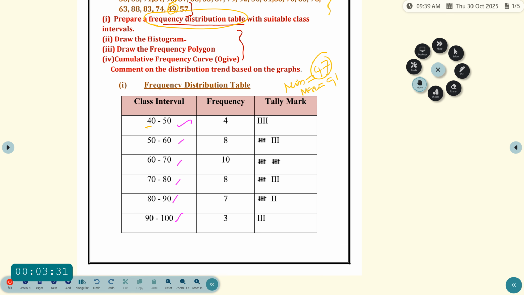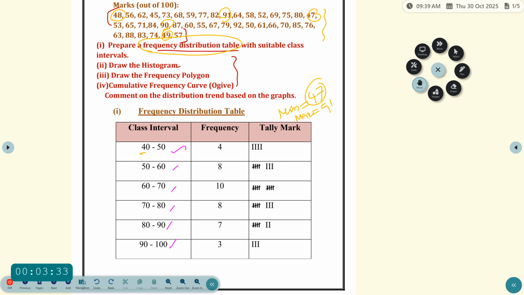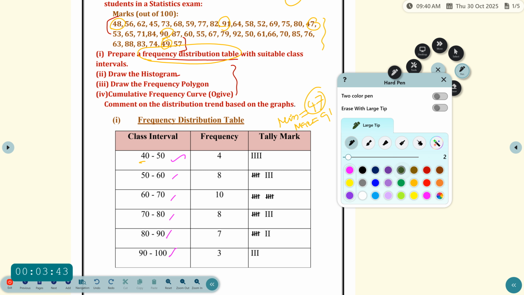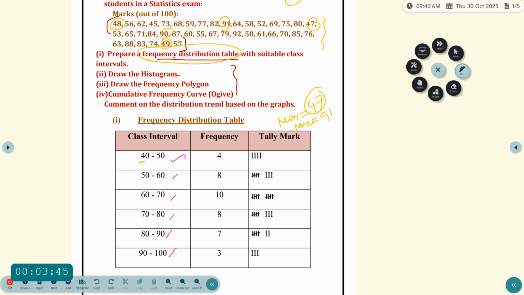Okay. Now, how can we construct this frequency table? In yesterday's class I explained a lot about the frequency table. Let me recall the basic concept here. How can we frame the frequency table? Let us identify the observations which lie from 40 to 50.